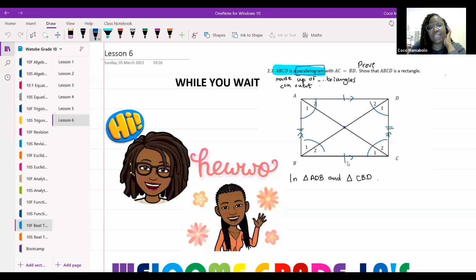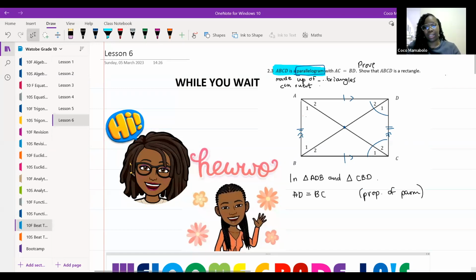If you're saying they're supplementary, what you're talking about is the co-interior angles. So if you say they're supplementary, what you mean is this angle plus this angle must be supplementary. That's because of co-interior angles, and we see that because AD and BC are parallel. So if I want to start this proof, I'm going to say I know that AD and BC are equal to each other. AD is equal to BC. The reason for this is that it is a property of a parallelogram.